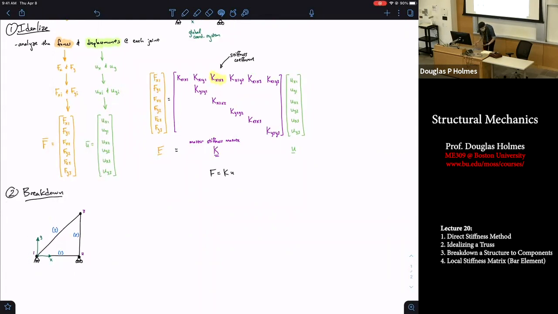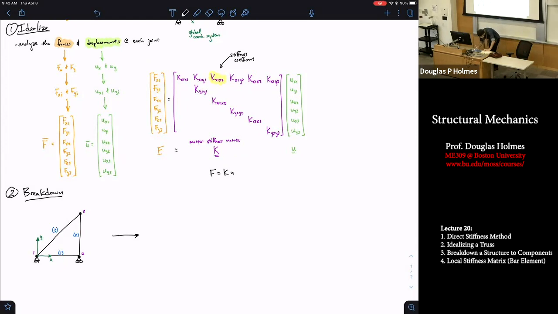And we want to break this thing apart. And what I mean by that is we want to take this, and you can imagine separating the nodes, so that each element has two nodes. Right now in the idealized structure, elements are sharing nodes. So element one and element three are sharing node one. But what we're going to do now is split this up so that each element has its own two nodes.